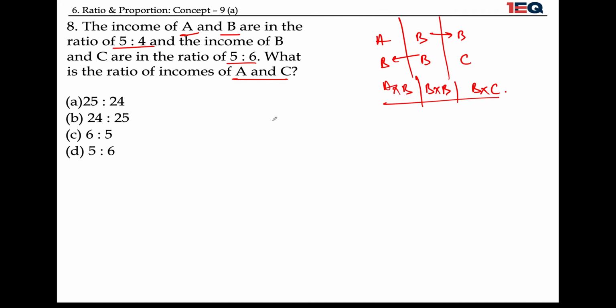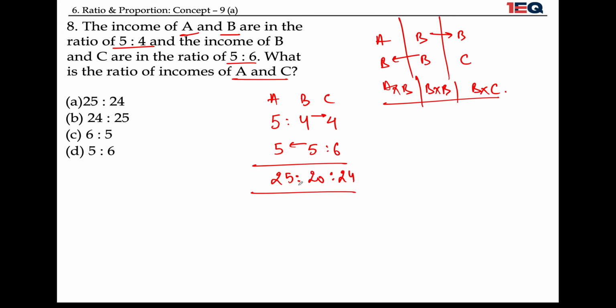A and B are in the ratio of 5 is to 4. This is A, B, and this is B, C. And the income of B and C are in the ratio of 5 is to 6. So what I'll do is shift 5 from here to here, and then shift 4 to the right hand side. So I'll multiply all of them. This is going to be 25 is to 20 is to 24.